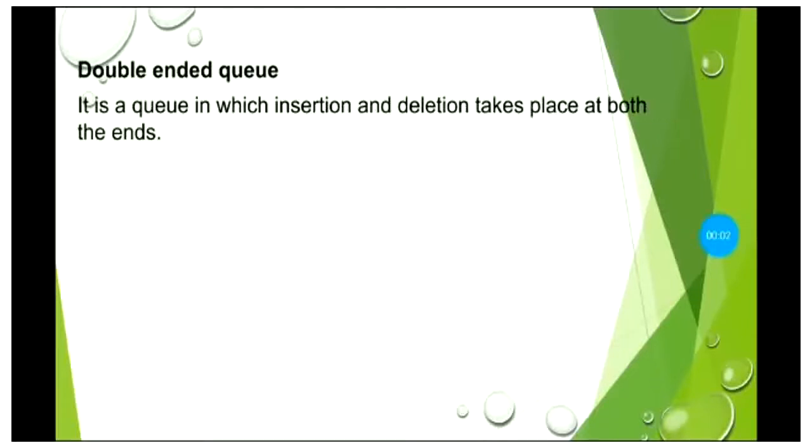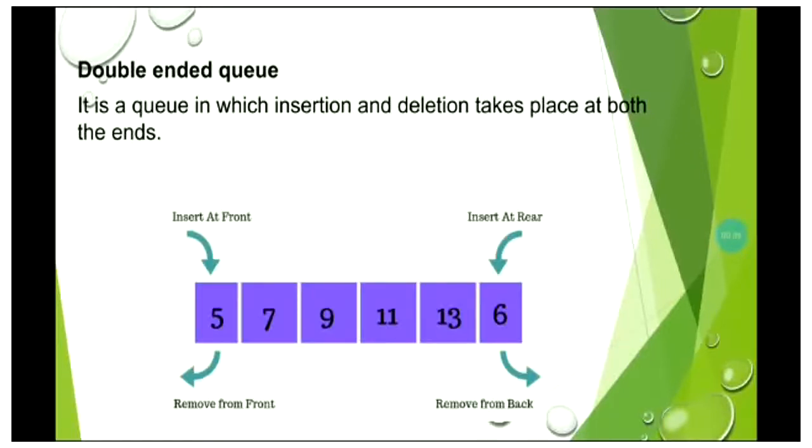In a double-ended queue, insertion and deletion can take place at both the ends. See here, we can insert from front end as well as we can remove from front end, whereas we can insert from rear end as well as remove from the rear end.